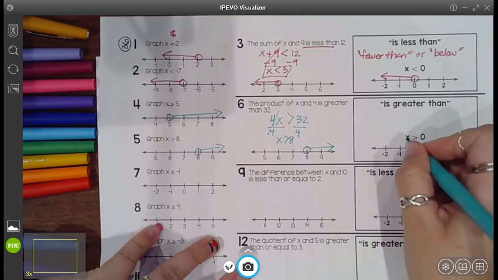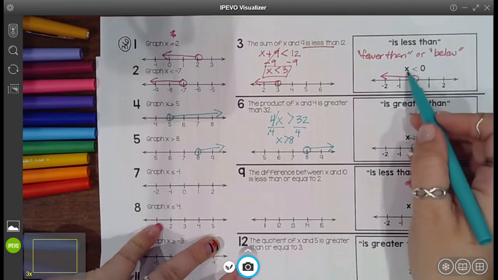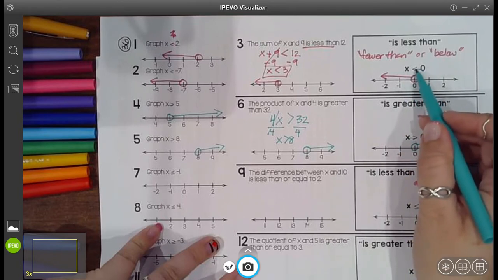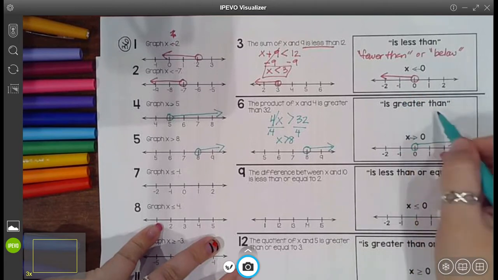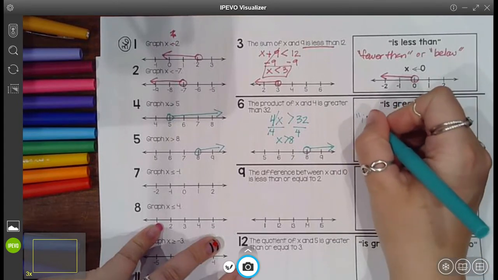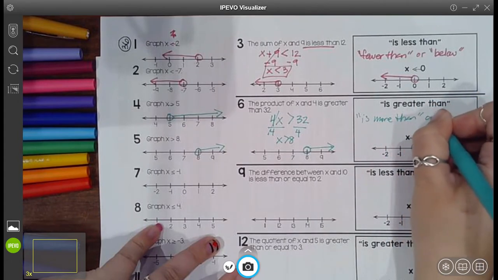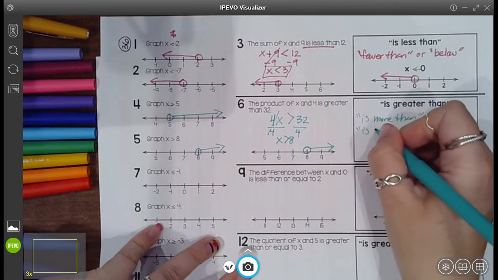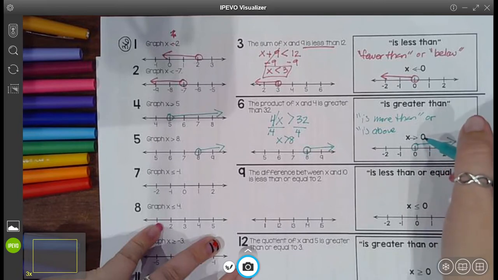And again, when your variable's on this side, you can think of this as your arrowhead. It's pointing in that direction. My variable's on the left, look at that arrowhead pointing in that direction, just like that arrow. Okay, the words that can indicate this inequality are is greater than, is more than, or is above. So if it's above 0 degrees, or it's more than 0 degrees, then you would write that inequality.